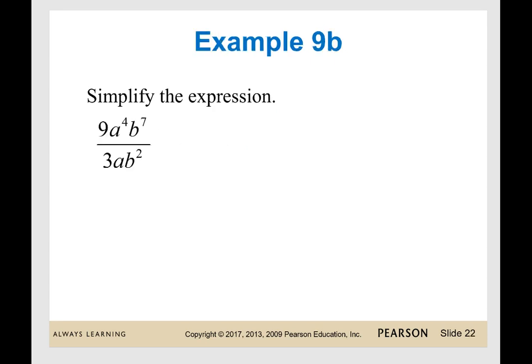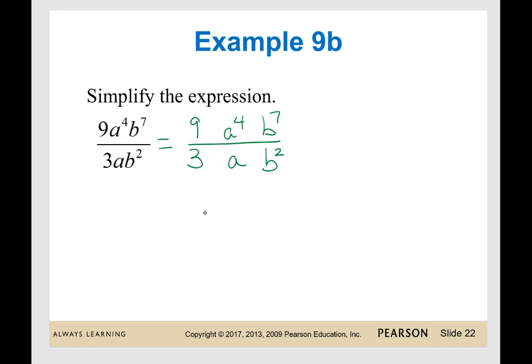All right, but this is a more typical example of how you're going to use the exponent rule. So if you see, we have 3 things that we're dividing. We've got coefficients, we've got bases of A, we've got bases of B. So I'm going to break it up into 3 problems. So I'm going to do 9 divided by 3, and then I'm going to do the A to the 4th divided by A, and then I'm going to do the B to the 7th divided by B to the 2. I'm going to kind of look at it as 3 small problems.